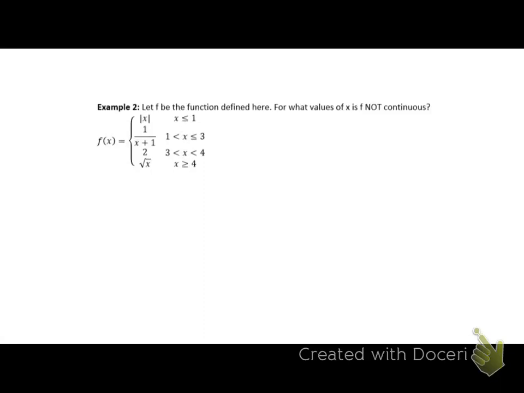This is section 3, continuity, example 2. So for this example, we want to find where the values of x are not continuous. We want to find which values of x the function is not continuous at. So first, we need to know in general which types of functions are and are not continuous.